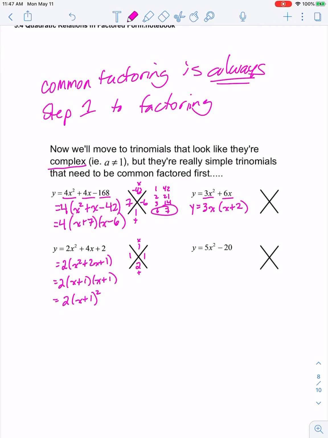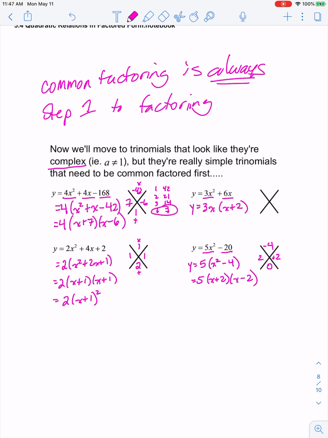And then the last one, these are both divisible by 5, so y equals 5 times (x squared minus 4). So this one, the c value is negative 4, the b value is 0. So that's going to have to be 2 and 2. One of them's going to have to be positive and one's going to have to be negative. So that's 5 times (x plus 2)(x minus 2). Okay, that's it for those.